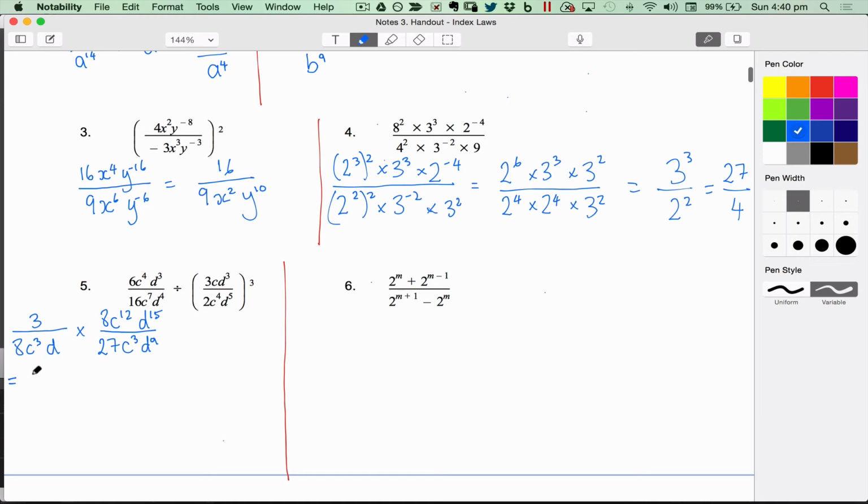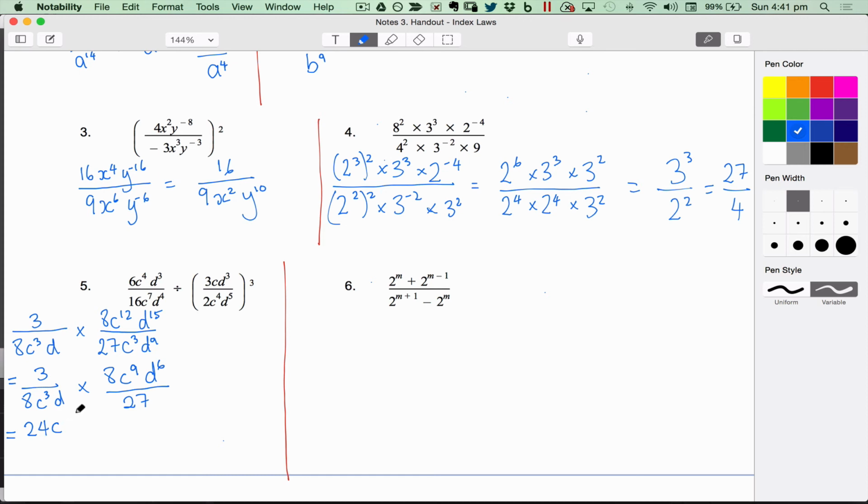Equals, this first one's going to stay the same for now. Simplify this one a little bit. 12 minus 3 is 9. 15 minus 9 is 6. And we're left with 27 on the denominator. Now I can use my fraction rules and multiply the numerators together, then multiply the denominators together. 3 times 8 is 24, and this whole bit will stay.